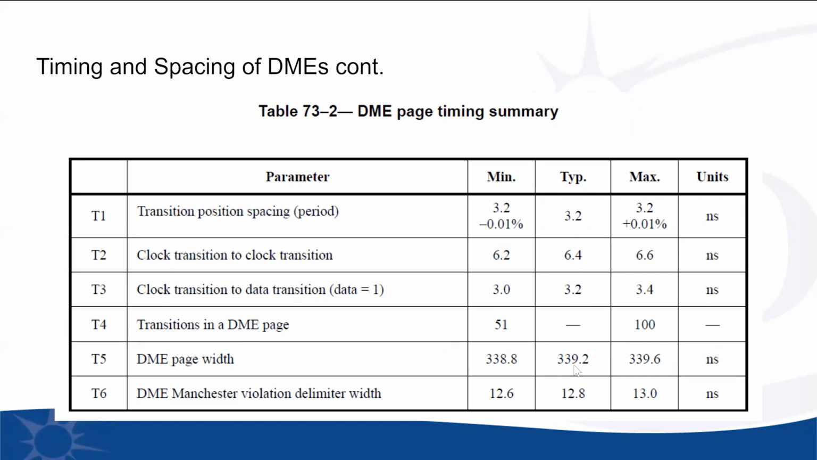So as you can see, these are very, very narrow windows. The DME is going to be between 338.8 and 339.6 nanoseconds. There's only a small margin of 0.01 nanoseconds on how far from your typical 3.2 nanoseconds the clock pulses can be. Or sorry, that's the clock to data transition. But really this spacing is very well defined, and it does not change from device to device nor from technology to technology.